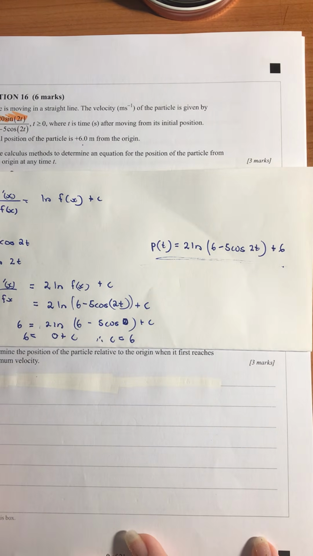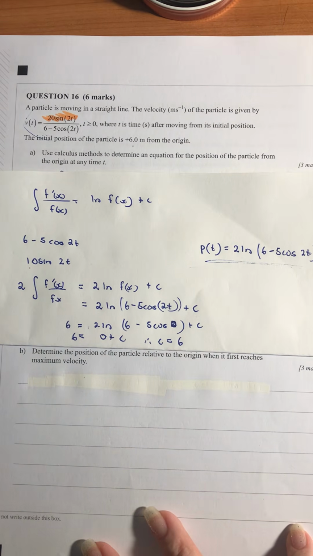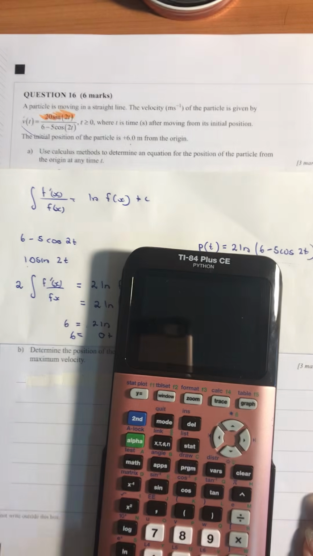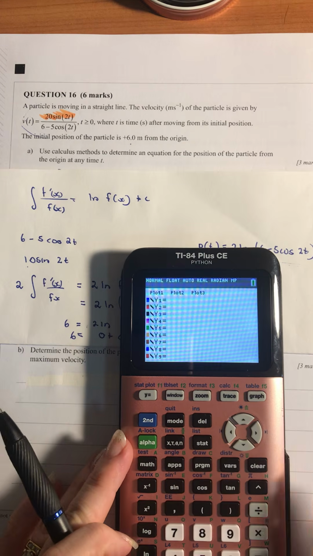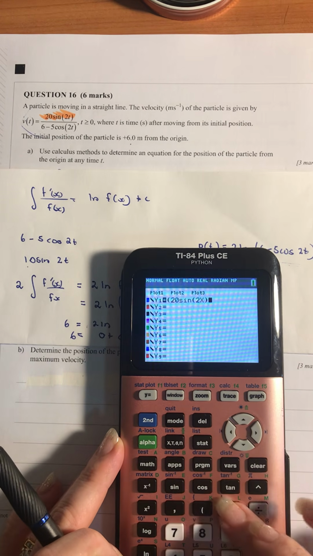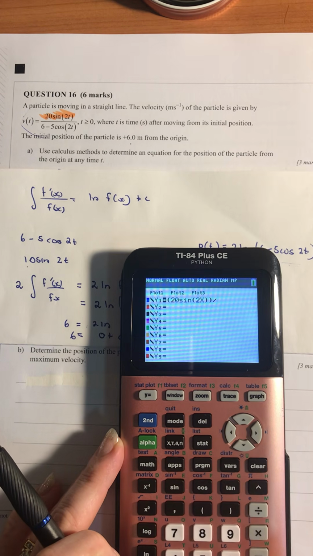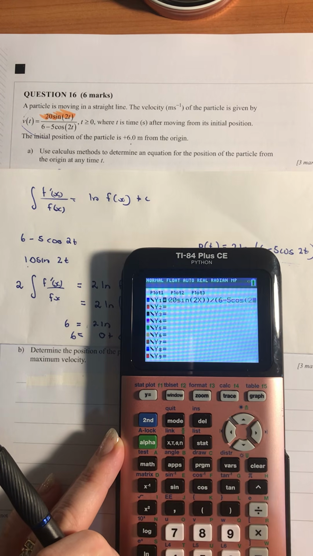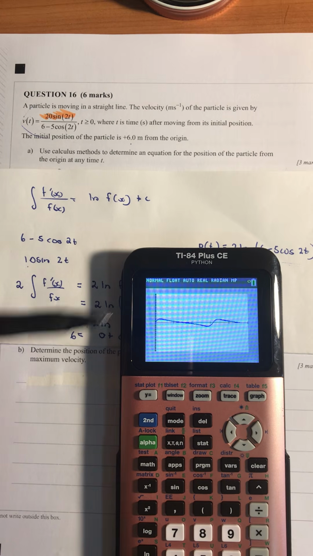Then for the second part of the question, we want to determine the position of the particle when it first reaches maximum velocity. Now we have an equation for velocity, so we can use that to find the maximum. So if we put into our calculator 20 sine 2x divided by, and I should put an extra bracket there, sorry, divided by, open bracket, 6 minus 5 cos 2x, and graph that, we can then find out the first time it gets to a maximum speed.